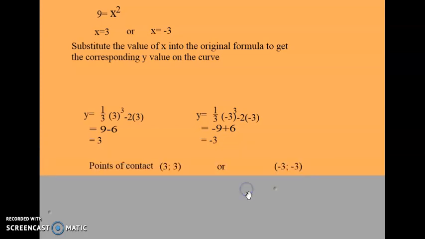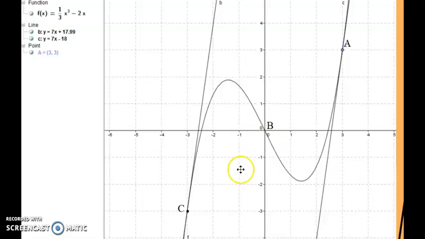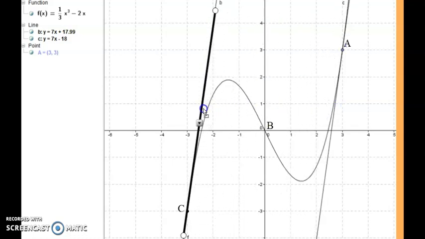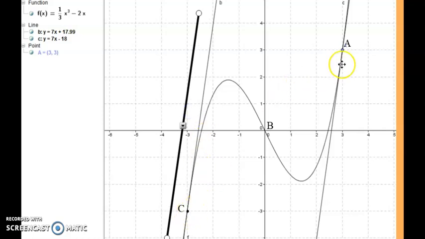So my points of contact, where the tangent will be, are at 3 and 3, or at negative 3 and negative 3. Let us quickly see what this means. There's one point of contact at negative 3 and negative 3, and there's one point of contact at positive 3 and positive 3. Let's look at this line. We can see this line is parallel to that line, and the points of contact are where the line is a tangent to the graph at those 2 points, and that's why we had 2 solutions.